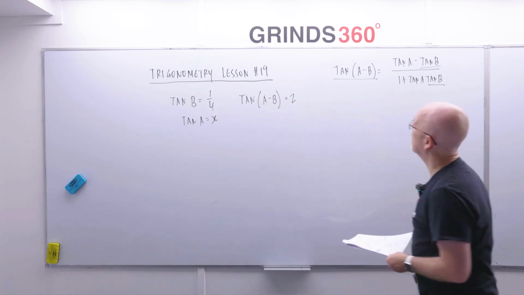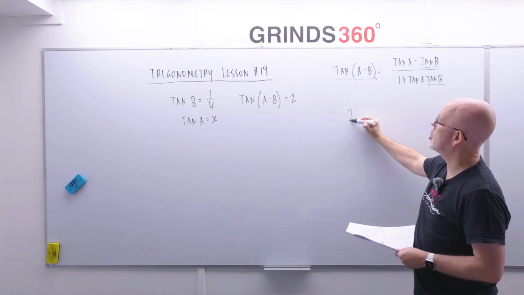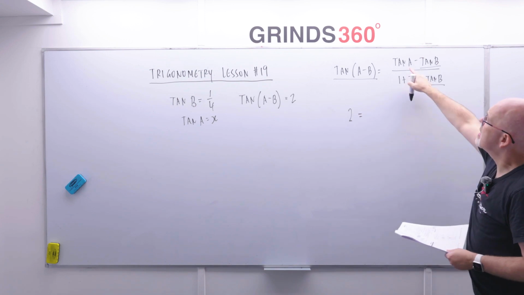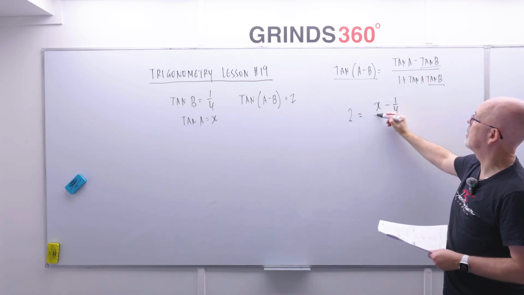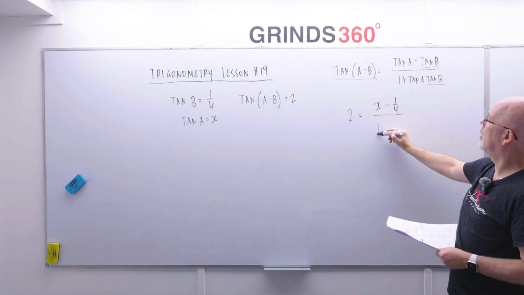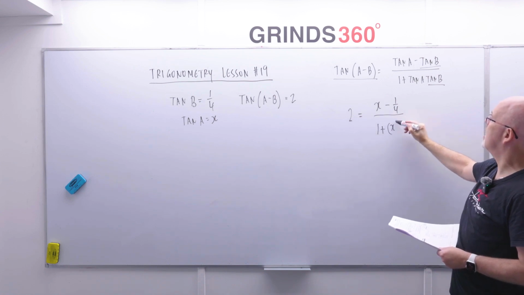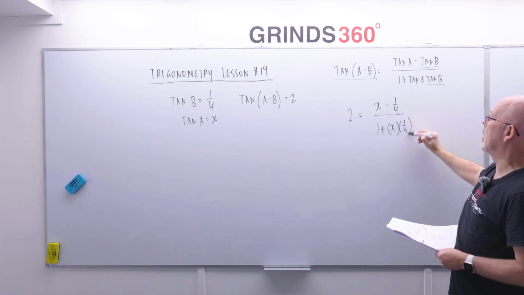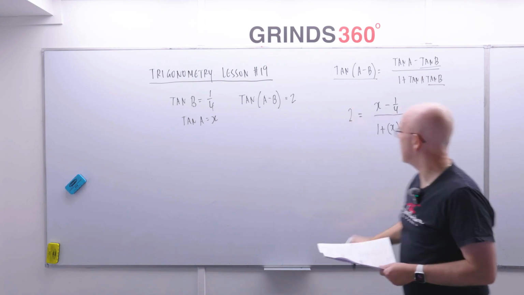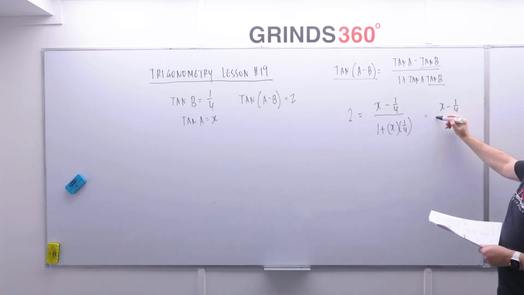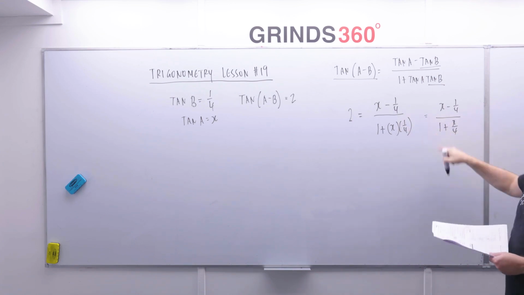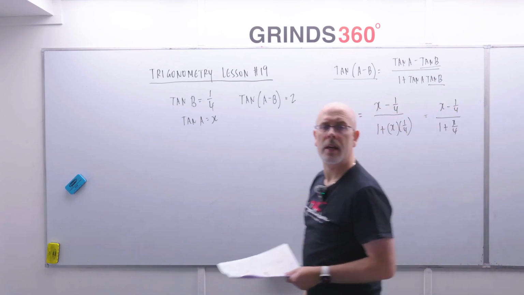And if I fill the formula in, tan(A minus B) is 2, right? Tan A is x, minus a quarter, over 1 plus x times a quarter. If you tidy up that fraction, it's x minus a quarter over 1 plus x over 4, since multiplying x by a quarter gives x over 4.